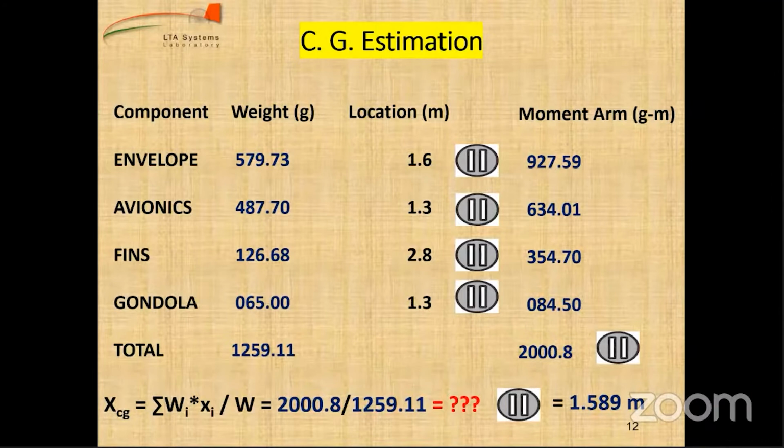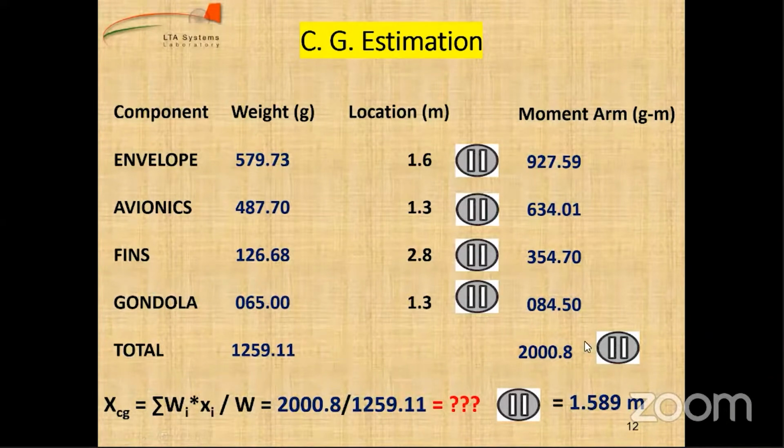Really? Because that would mean, if you talk of the gondola, you have already fitted the gondola to the envelope, right? You have made all the attachments, you have fixed up everything, right? So it would mean like tearing it up again. And similarly, the fins.